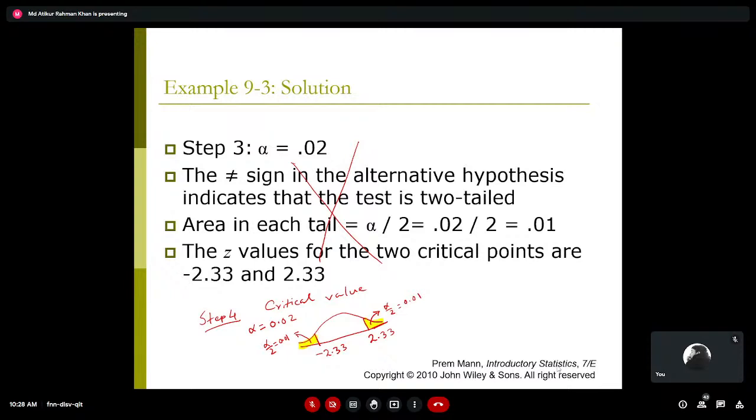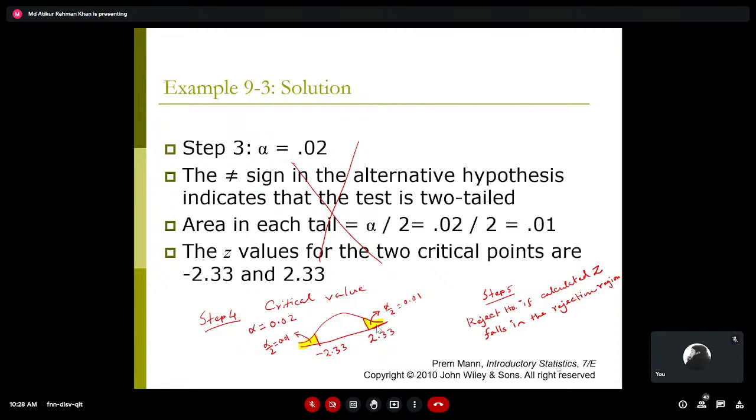Now, how to make the decision? Step 5. Reject the null hypothesis if the calculated value is in the rejection region. Okay, so we have two rejection regions, this part and this part, like the shaded area.